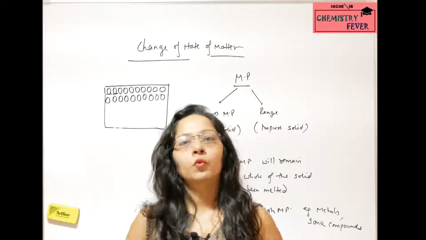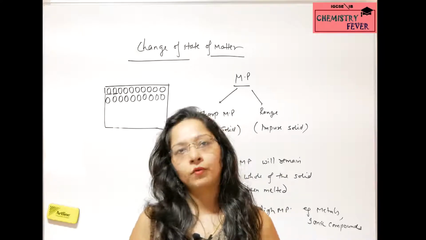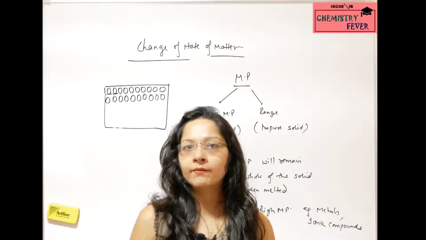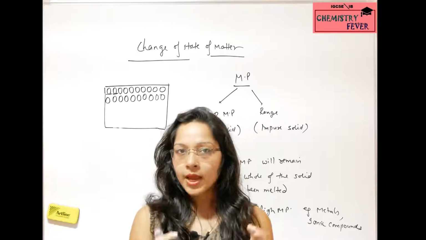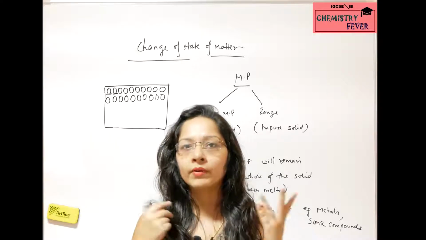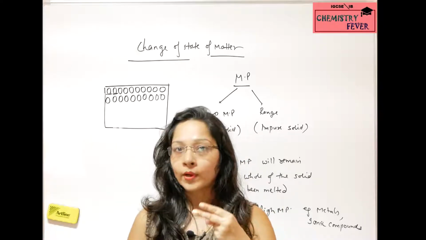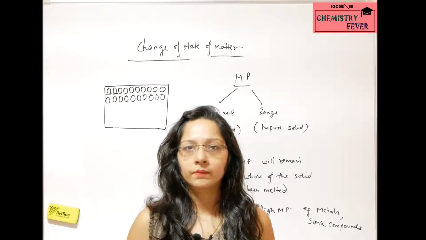Suppose some example is given to you. Why is diamond having a high melting point? What will you write? Suppose somebody gives you an ionic compound like NaCl. Why is sodium chloride having a high melting point? Suppose the question is for 2 marks. How will you explain it?